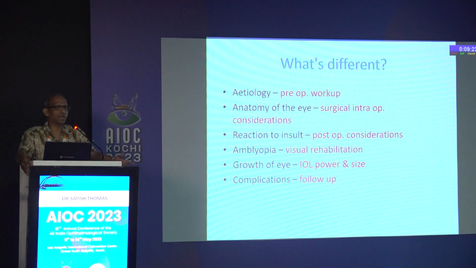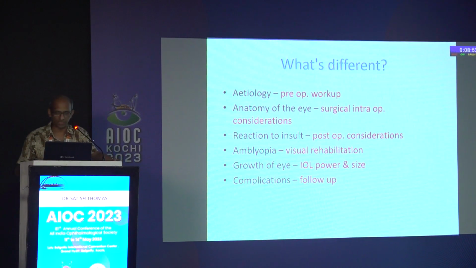The anatomy of the eye is different, and that would influence our surgery, the intraop considerations. The way the eye reacts to trauma, to surgery, is very different. So it will have post-op implications. Amblyopia becomes very important in the visual rehabilitation, and it's a growing eye that we are dealing with, therefore importance in the IOL power calculation, size of the IOL, and in the complications.